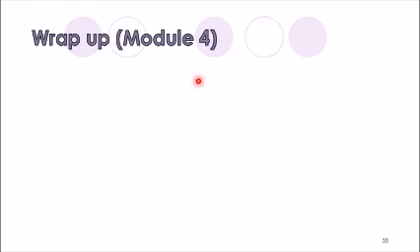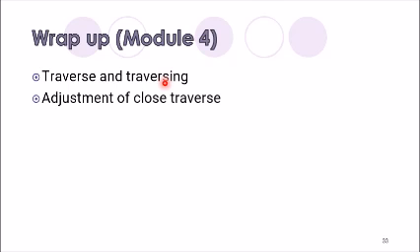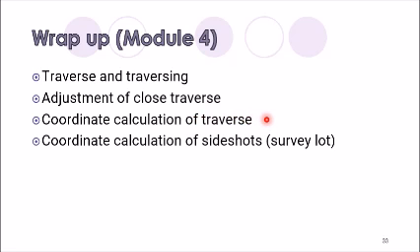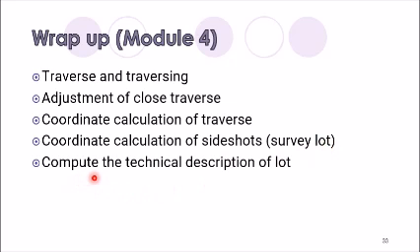Okay, so let's wrap up Module 4. First we discussed the traverse. We defined traverse and traversing, and then we were able to adjust a closed traverse as well as the open traverse. We were able to compute the coordinates of traverse stations, also the coordinates of side shots or the survey lot. And then finally, we were able to compute the technical description of the lot. So that's the end of module number 4, and thank you.